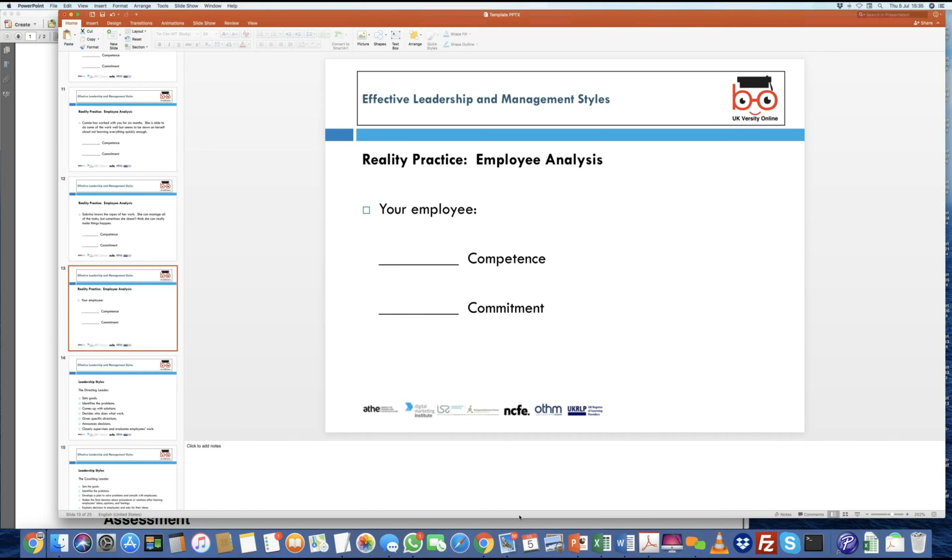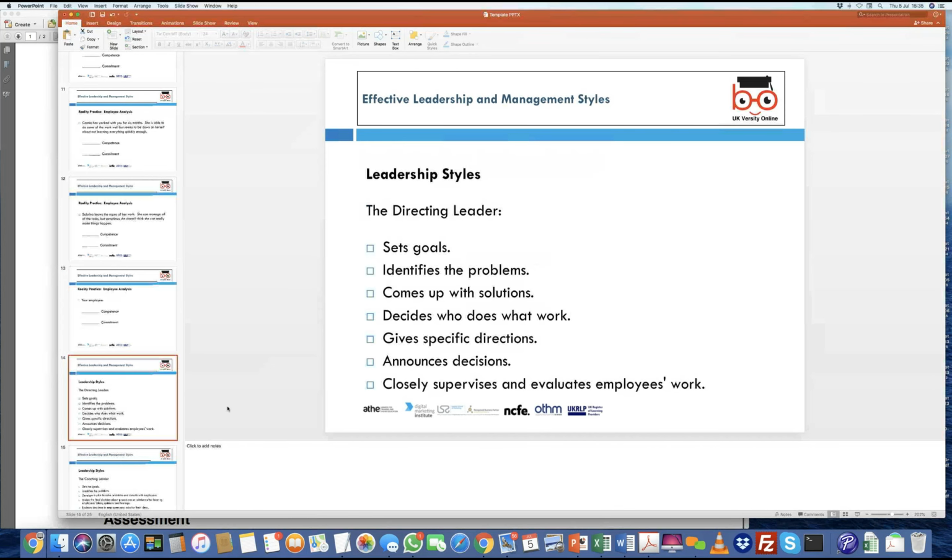Okay. Now, let's look at some of the modern leadership styles. We've talked about the old ones: autocratic, democratic, bureaucratic, laissez-faire. Let's look at some of the modern leadership styles. The modern leadership styles talk about a directing leader, because you're not a political leader. You're not looking at leadership from a political context. You're looking at organizational leadership. So here you're looking at task orientation.